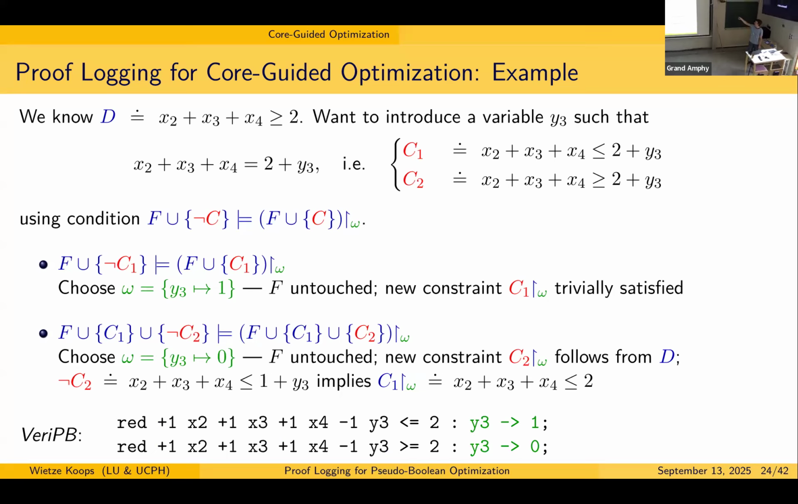And in VeriPB, I take these constraints and I write them in ASCII format, I write down the witnesses, and the proof logger will actually figure out what I just explained to you. The proof checker, sorry. So VeriPB and also the formally verified checker, CakePB.